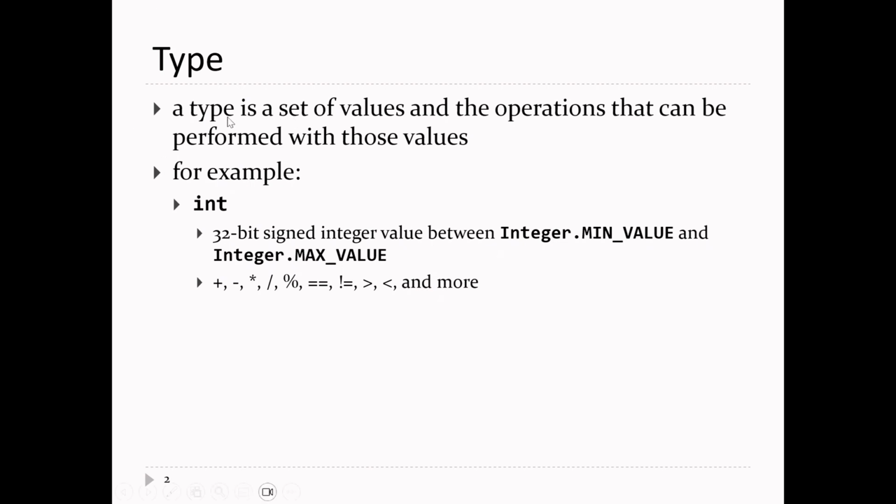All right, so remember what a type is. A type is just a set of values and the operations that you can perform with those values. So for example, an int is just the integer values between integer min value and integer max value. So those are your set of values. What can you do with an int? Well, you can do arithmetic with an int.